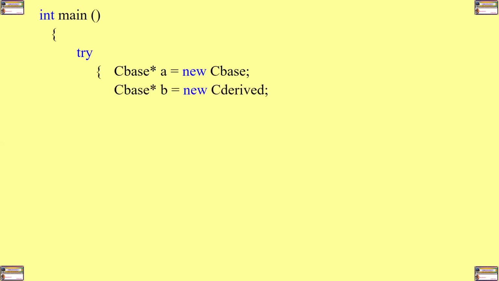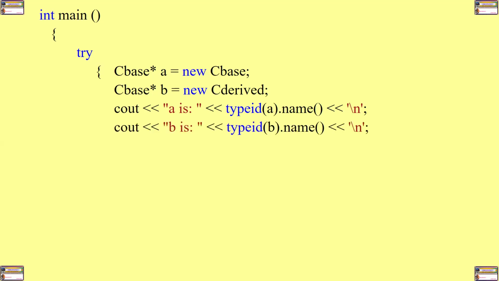We also have new CDerived, where we are creating a new memory location for a class called CDerived, and then we are assigning what we get to B, which is a pointer of type CBase. Then we have cout, where we display the following: A is, the result of typeid A dot name, and we write out one blank line. We also display the next statement, B is, the result of typeid B dot name.